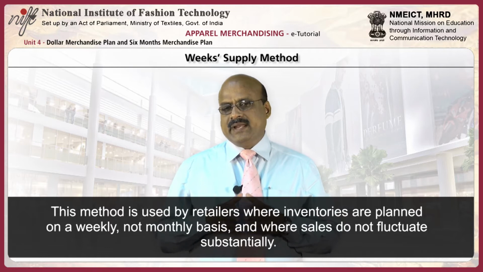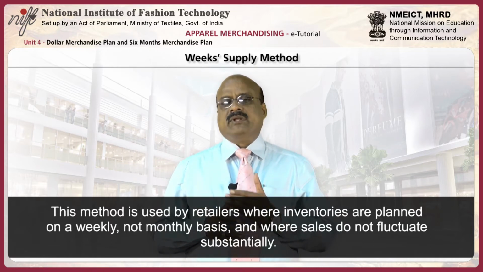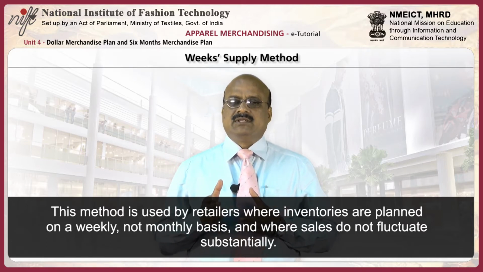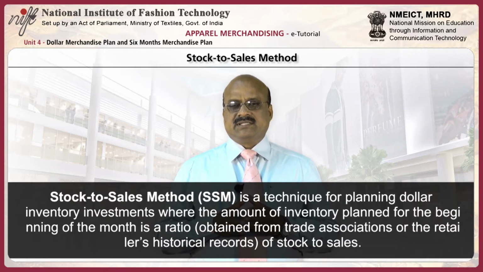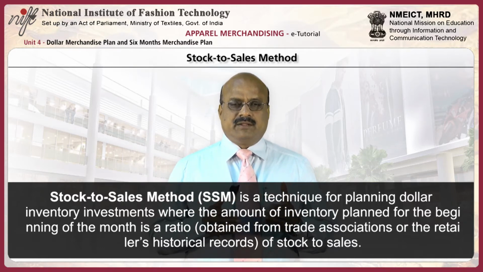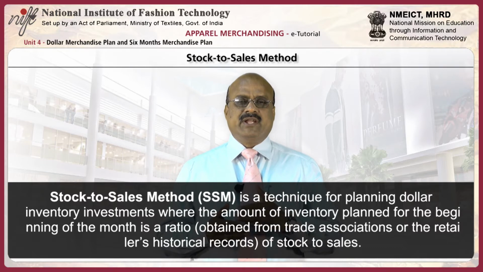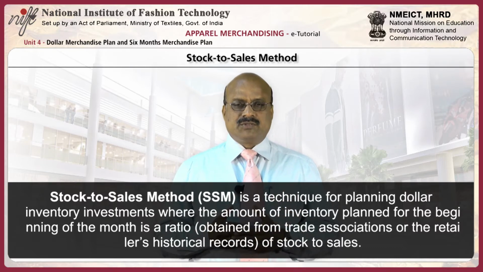This method is used by retailers where the inventories are planned on a weekly, not monthly basis, and where sales do not fluctuate substantially. Stock to sales method, SSM, is a technique for planning dollar inventory investments where the amount of inventory planned for the beginning of the month is a ratio obtained from trade associations or retailers' historical records of stock to sales.